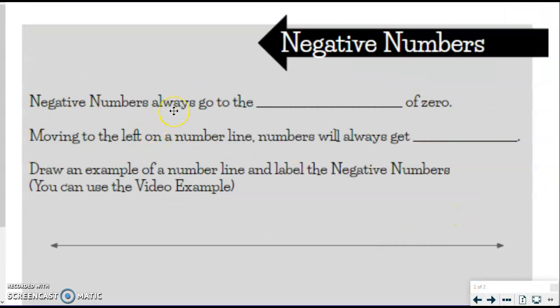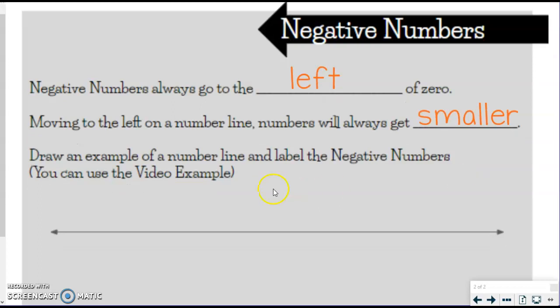So negative numbers, kind of thinking the opposite of positive, always go to the left of 0. And moving to the left on the number line, numbers will get smaller. Just the opposite of what we were saying before. If I'm ever going too fast, feel free to pause the video and catch up, but otherwise keep it moving forward. We've got our tick marks again on our number line.